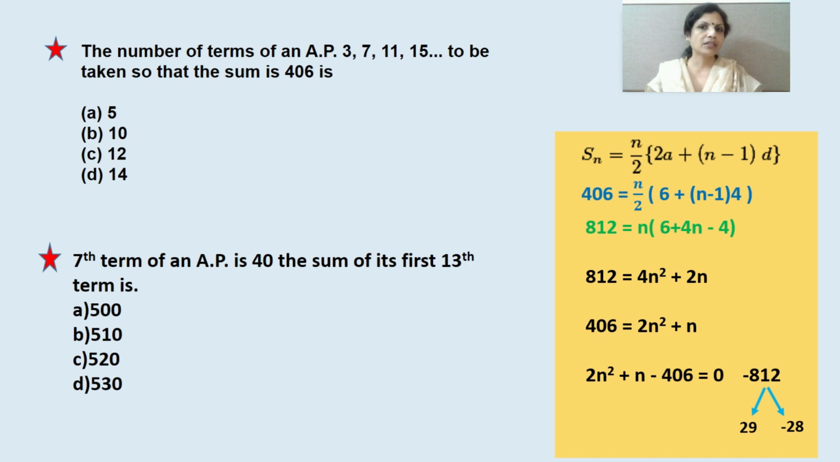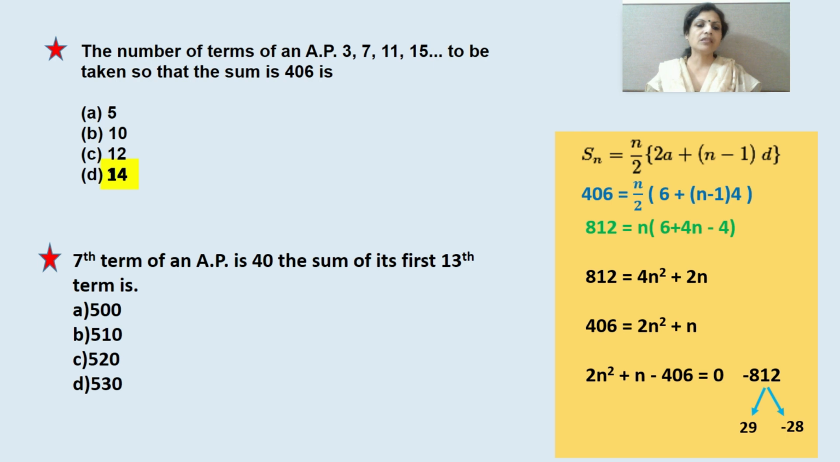Once you get the factors, solving the sum is very simple. So after this, if you solve, you will get the answer as 14. So if you take 14 terms of this given AP, the sum will come equal to 406. So this is another type of sum.